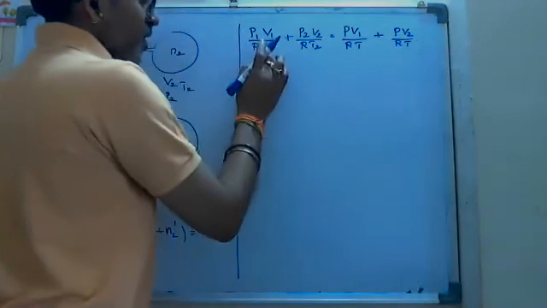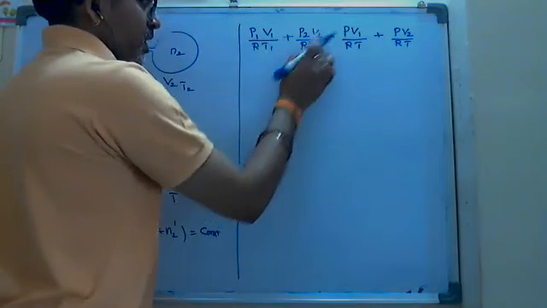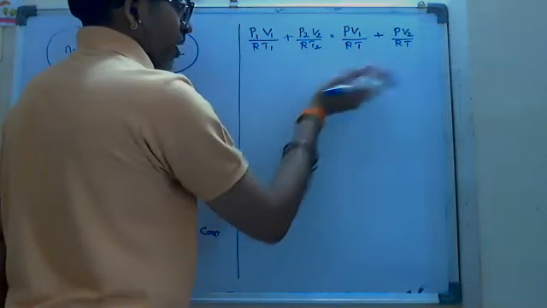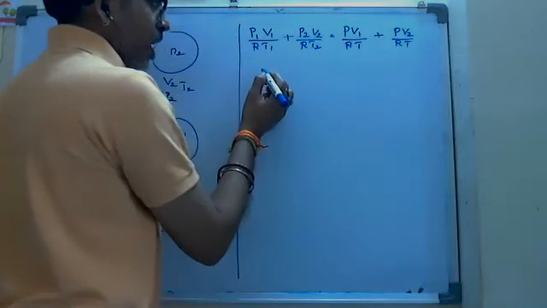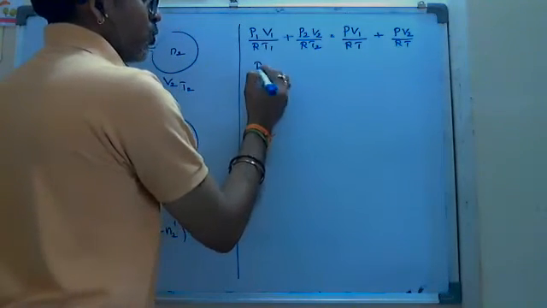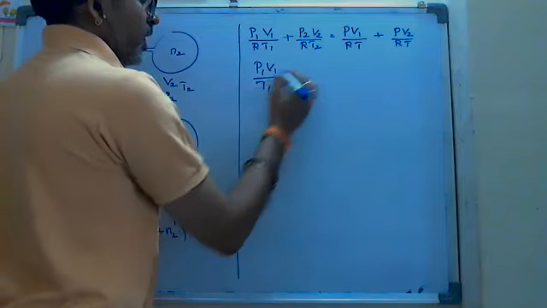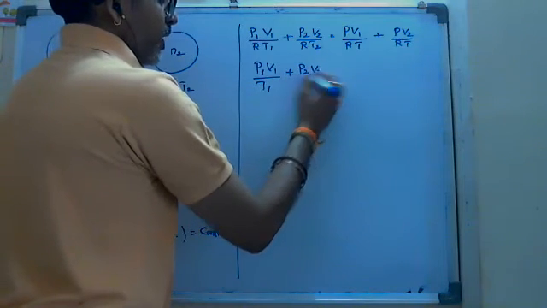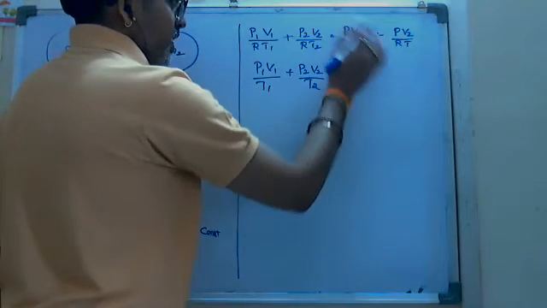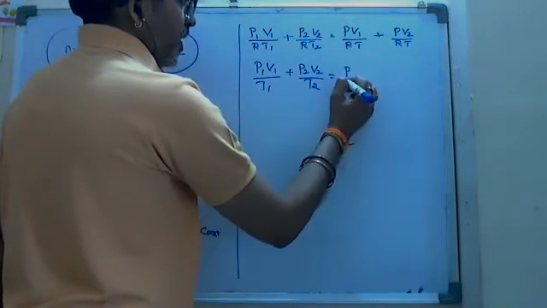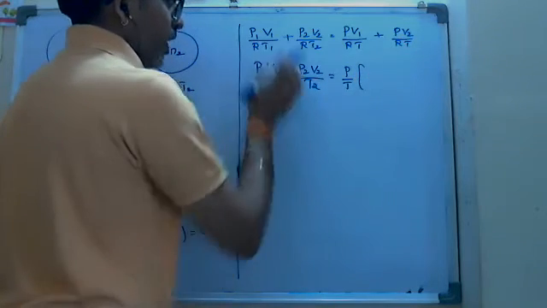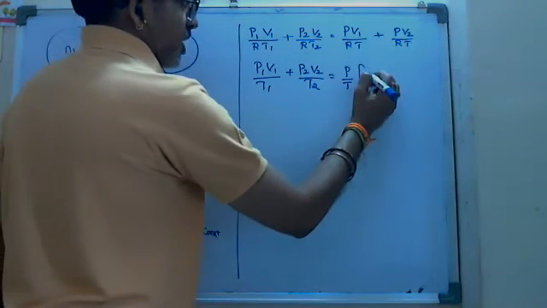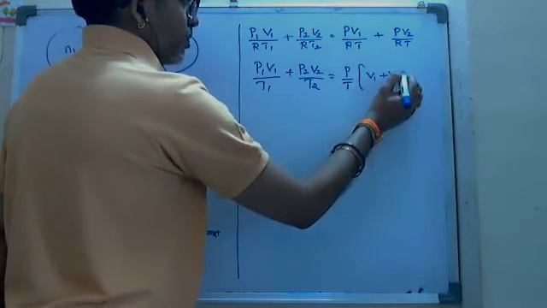Previously I took the temperature constant, that's why I cancelled the total denominator. Now the total denominator is not getting cancelled. So I have to write here P1 V1 by T1 plus P2 V2 by T2 is equal to, I can take P by T common. R on both sides gets cancelled. I'm getting V1 plus V2.